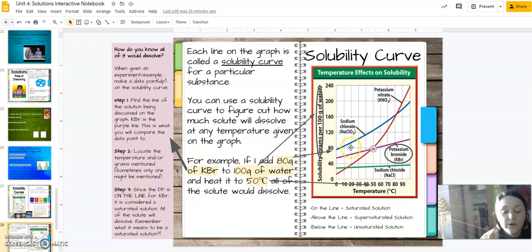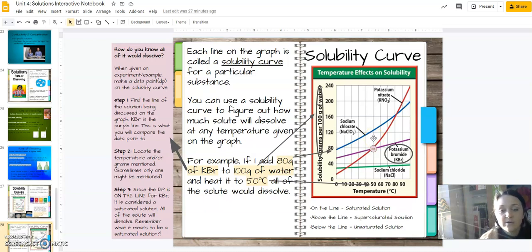And then we look for where the point is. The point here is on the line. We said 80 grams, 50 degrees, it falls on the line. If it is on the line, that means it is saturated, meaning we are dissolving all that we can. So at 50 degrees, 80 grams is all that can dissolve. If we want more grams, that's going to be too much. It can't dissolve that much.